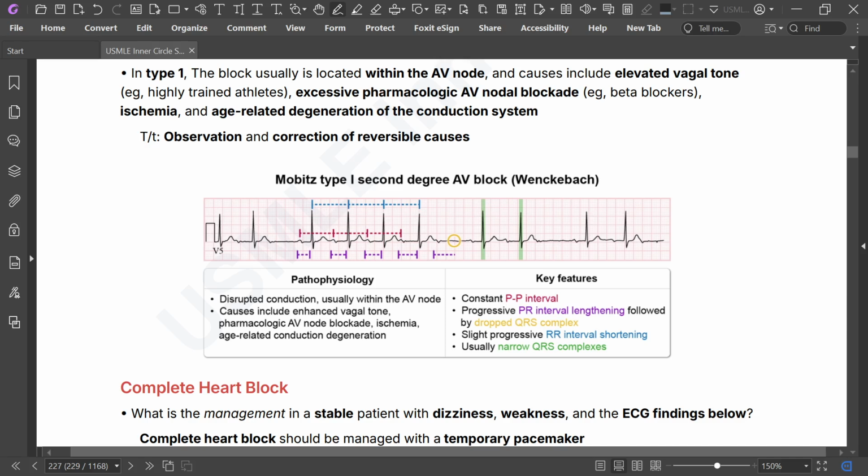Now Mobitz type 1 is a progressive prolongation and then a dropped beat. There is disrupted conduction, usually within the AV node. Causes include enhanced vagal tone, pharmacological AV node blockade, ischemia, and age-related conduction dysfunction.